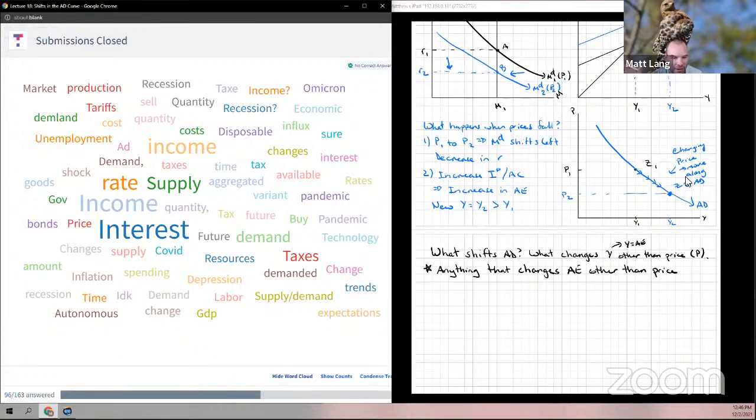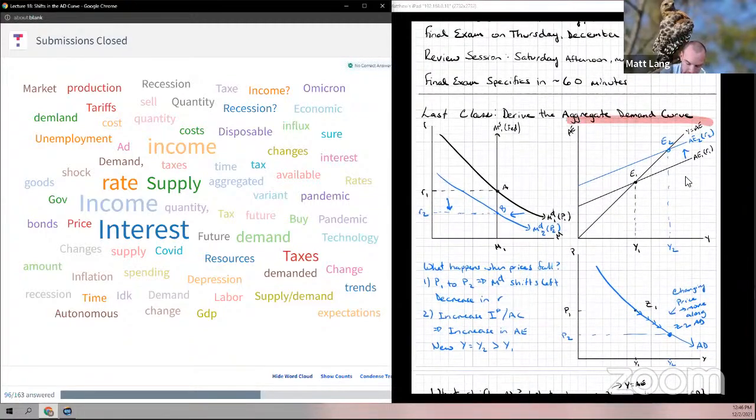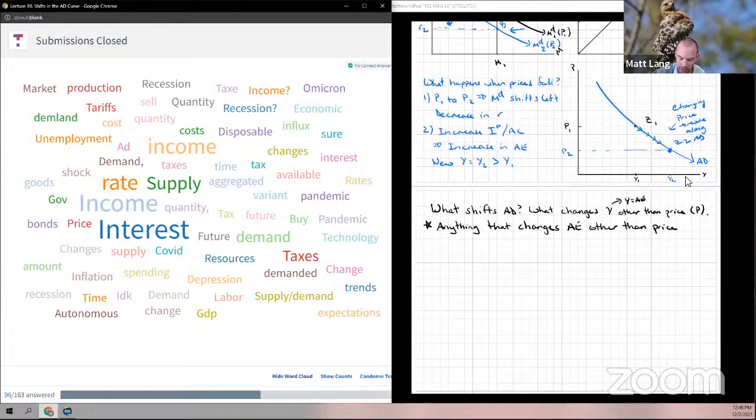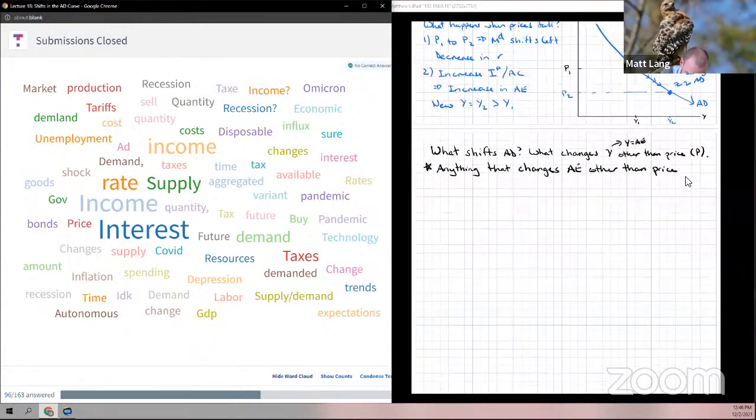But if we change aggregate expenditures, move it up or down, and it's not because of price, well, now all of a sudden we've got a new Y, but we don't have a new price. We've got the same price. And AD is that aggregate demand right here. So, okay, let's talk about this, or let's at least show this here.